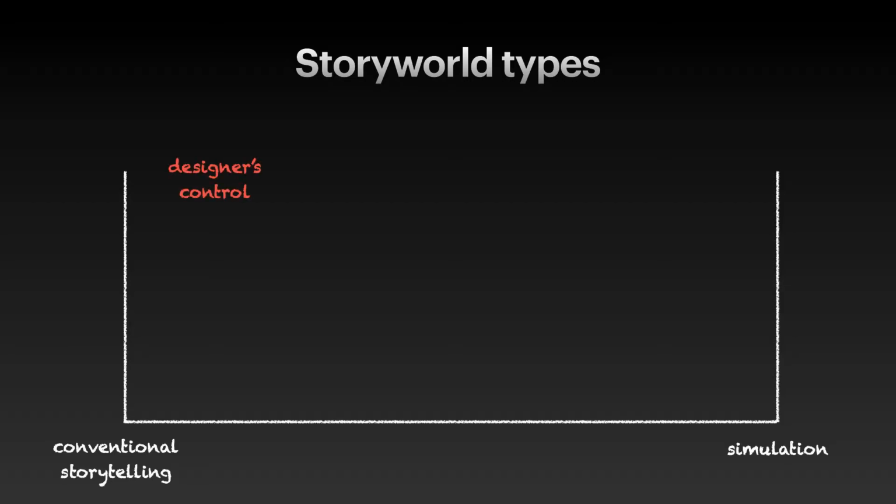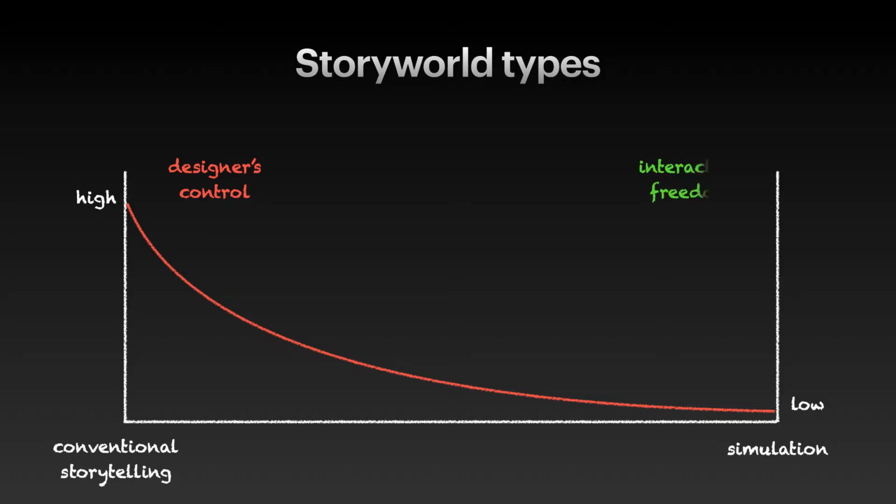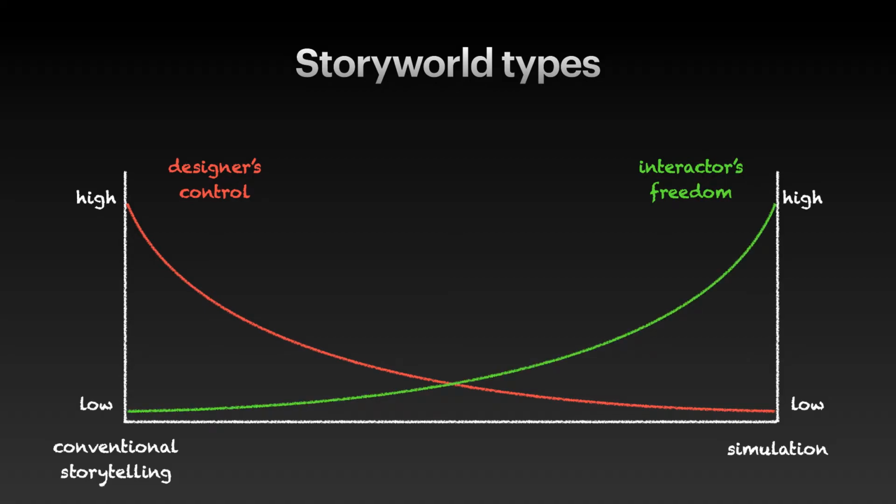Let's think about the designer's control. It's high when we are close to conventional storytelling, and it gets lower the further we move to the right. What about the interactor's freedom? It's at its lowest in conventional storytelling and gets higher the closer we get to simulation. There's nothing new here, you've already seen this several times during this course. This is basically the spectrum of interactivity, but drawn a bit differently. As the narrative paradox indicates, the designer's control over the story and the interactor's freedom exclude one another.